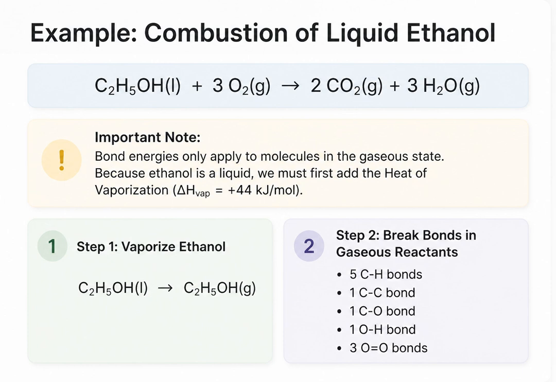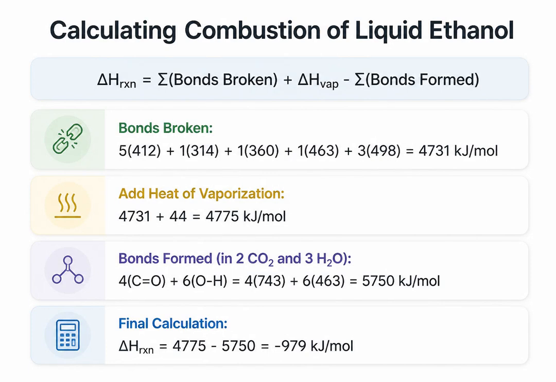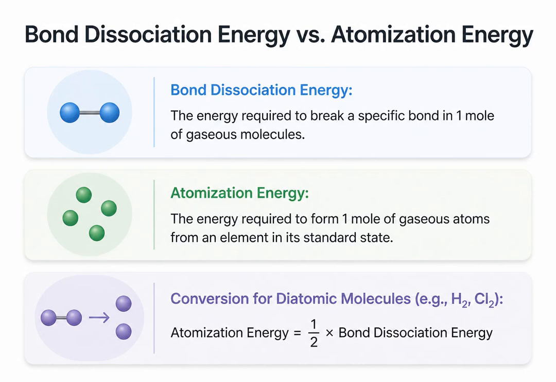5 CH bonds, 1 CC bond, 1 CO bond, 1 OH bond, and 3 OO double bonds. Let's run the numbers. The sum of the bond energies for the bonds broken in gaseous ethanol and oxygen is 4,731 kilojoules per mole. We must add our 44 kilojoules per mole for vaporization, bringing the total energy required to 4,775. On the product side, forming 2 molecules of carbon dioxide and 3 molecules of water releases 5,750 kilojoules per mole. Subtracting the energy released from the energy required gives us a highly exothermic heat of combustion of negative 979 kilojoules per mole.